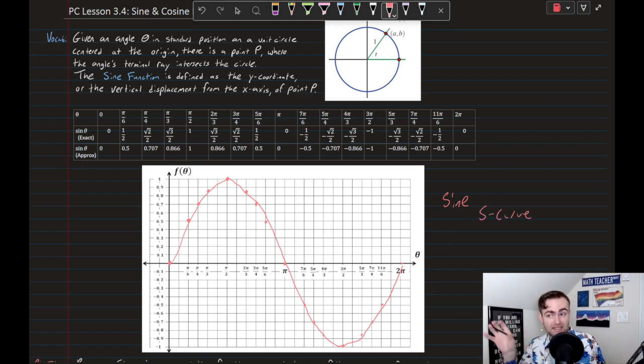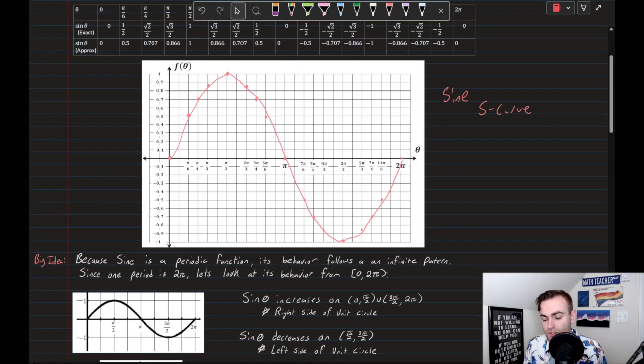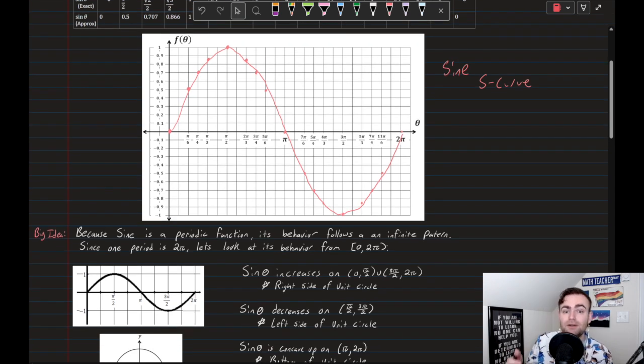And it's going to repeat this S curve forever, because if we keep going around the circle, we're going to get the same y values, right? So the period of sine is 2 pi. So it's going to repeat that behavior every 2 pi. So let's examine its behavior for one period and really break down what's going on here.